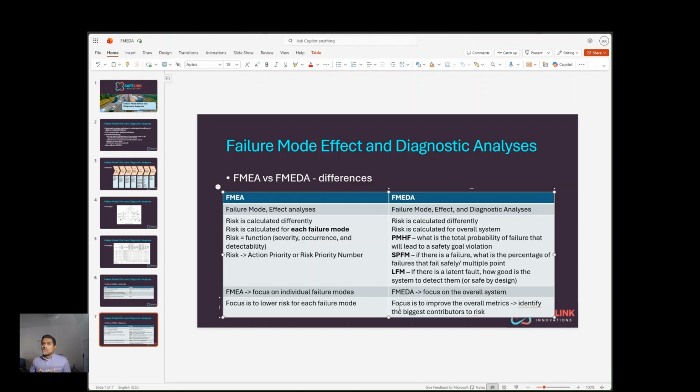So to conclude, both FMEA and FMEDA are powerful techniques that can be used to identify failures and mitigation mechanisms. They both provide different types of information. One provides information at a failure mode level, and the other provides more information at the overall system level. And both of them are necessary to ensure that we have a safe and a robust system.